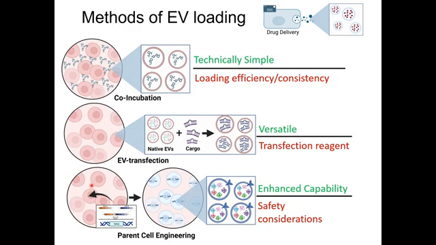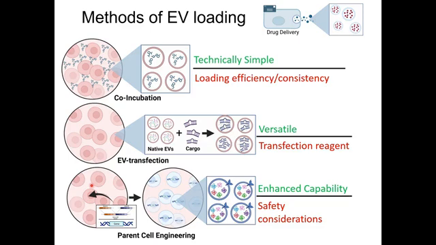So the first one is co-incubation, which is very simply incubating the drug with the parent cell, and it's a very passive method. It's technically simple, but the challenge with this is it's very inconsistent as far as loading efficiency is concerned. And many of the factors that were discussed earlier by my colleagues, including hypoxia, confluency, and other cellular factors really do impact how much of the target drug is loaded into the EVs.